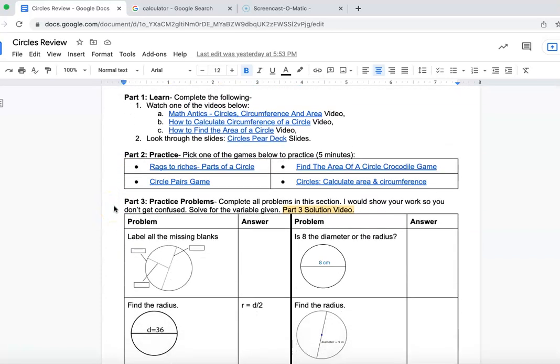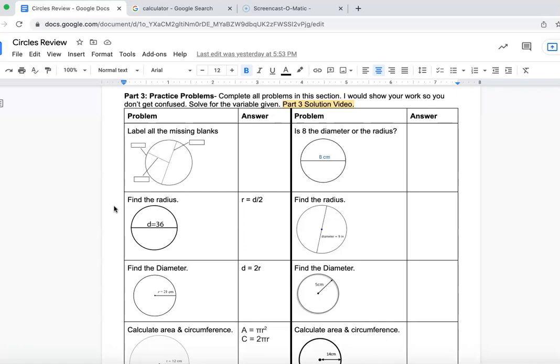So we're going to go over part 3 of the circles review assignment. This first one says label all the missing blanks. So this first blank here is pointing to the outside of the circle, which would be the circumference. The second blank down here is pointing to the smaller distance across, half the distance, which is the radius, and the other one is the whole distance, which is the diameter.